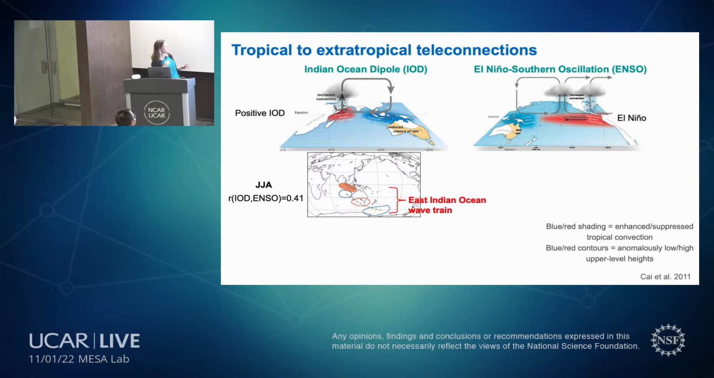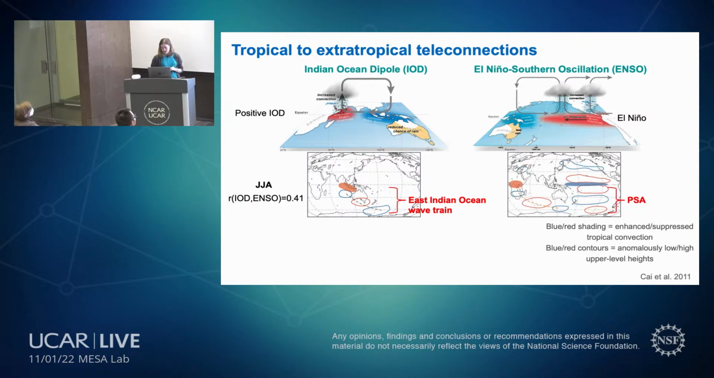And so this wave train during winter largely comes from the eastern pole of the Indian Ocean. And during the same season, associated with El Nino convection in the central equatorial Pacific Ocean, we see this poleward propagating wave train, the Pacific South American pattern.